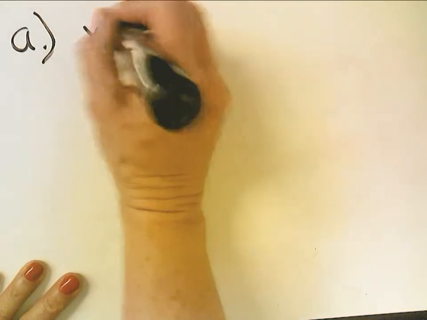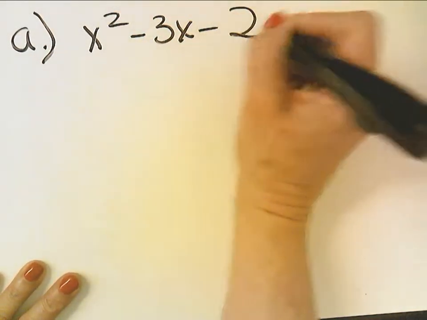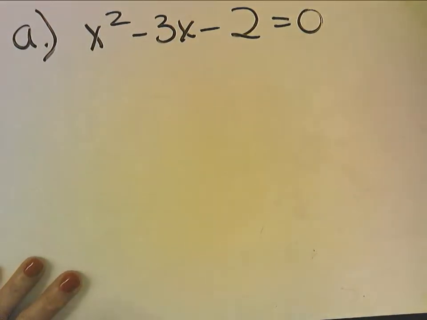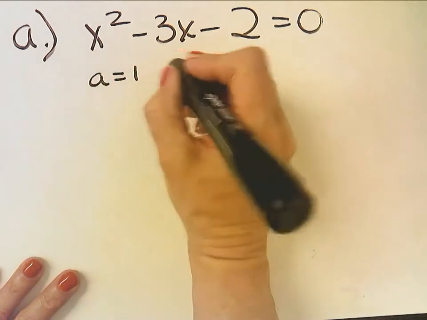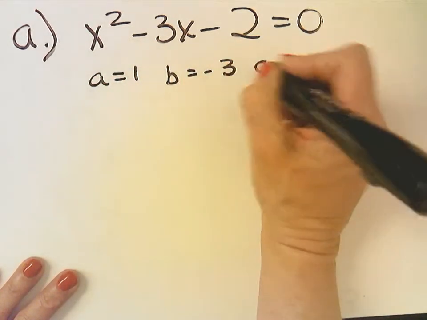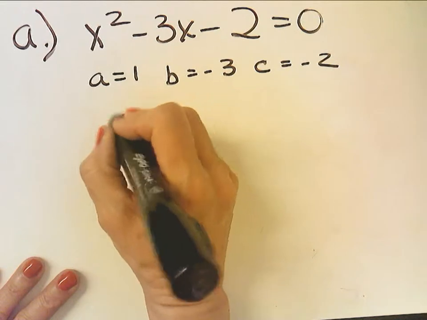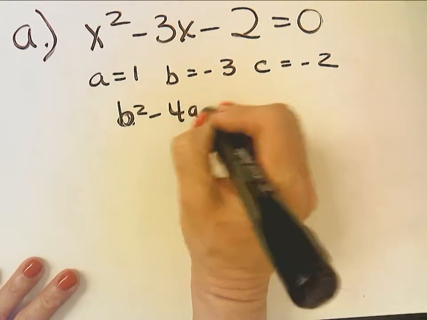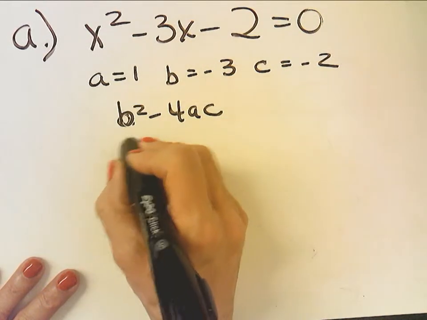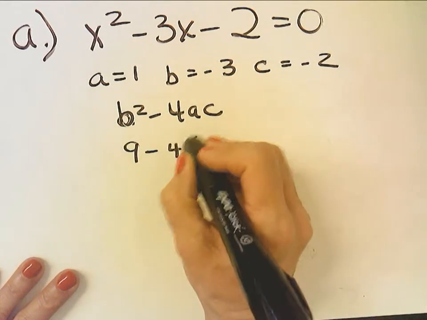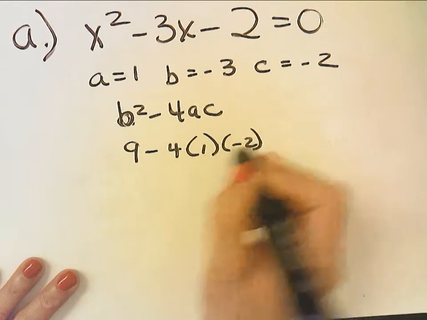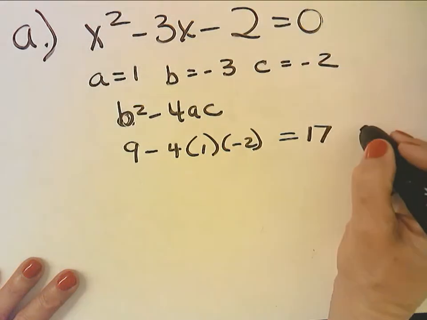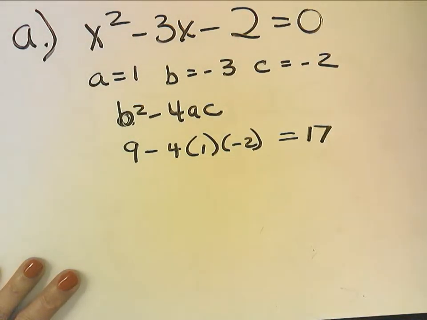So, a is x squared minus 3x minus 2 equals 0. Before I even attempt to solve it, I'm going to see how many solutions it has. a equals 1, b equals negative 3, c equals negative 2. So b squared minus 4ac would be 9 minus 4 times 1 times negative 2. It's going to be 9 plus 8, which is 17, so we will have two solutions.